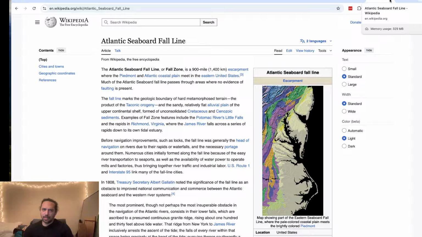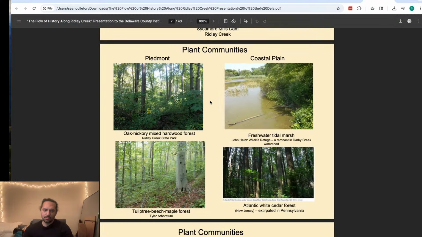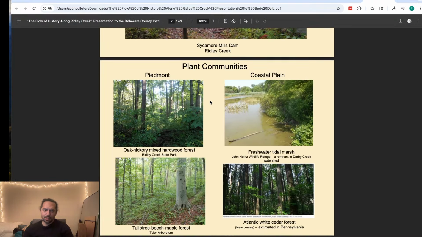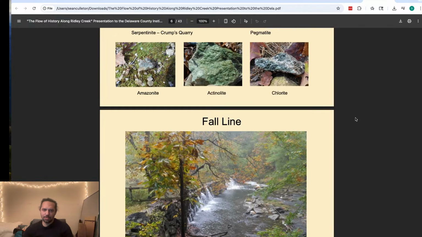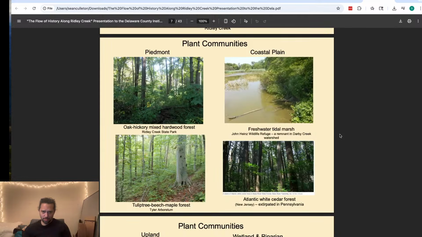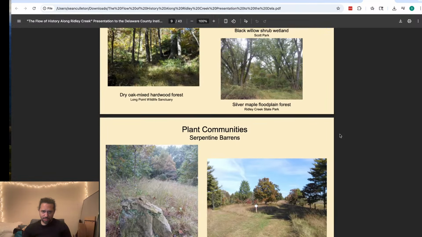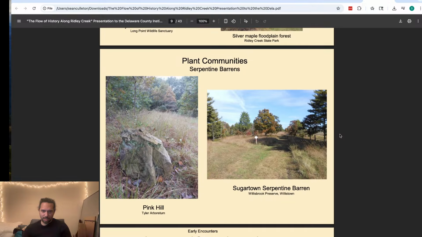Okay, we covered that. So what were we looking at here? Oh, this was just the geography. I just like poking around through these different publications. Plant communities, serpentine barrens.